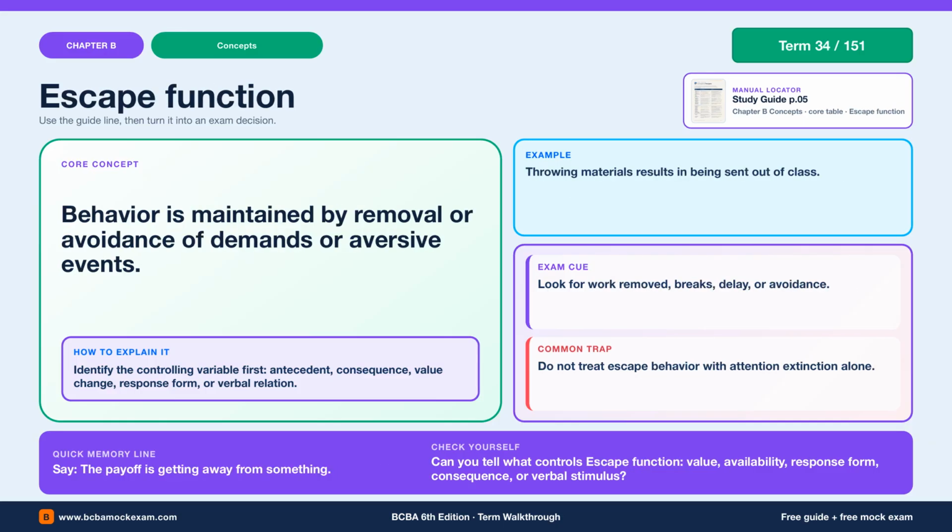Escape function. Escape function means behavior is maintained by removal or avoidance of demands or aversive events. For example, throwing materials results in being sent out of class. The exam cue is work removed, breaks, delays, avoidance, or demands ending after behavior. The trap is treating escape behavior with attention extinction alone. If the maintaining reinforcer is escape, the treatment must address escape. Memory line: The payoff is getting away from something.